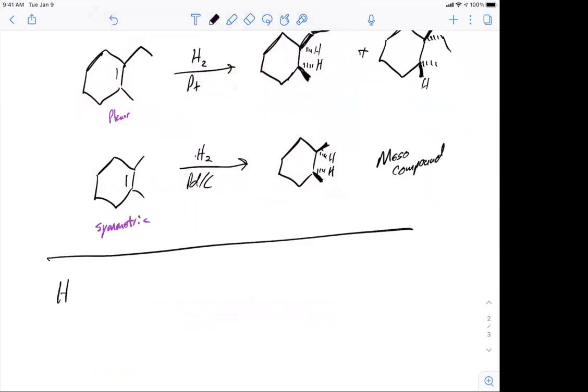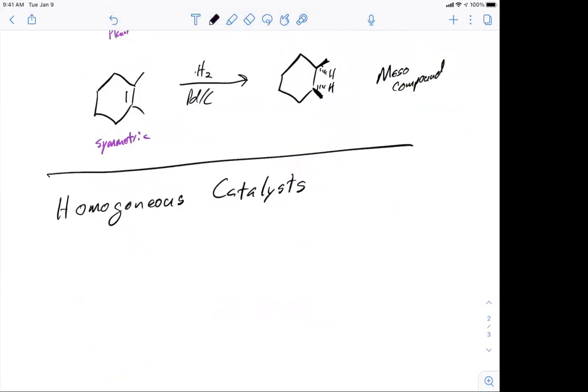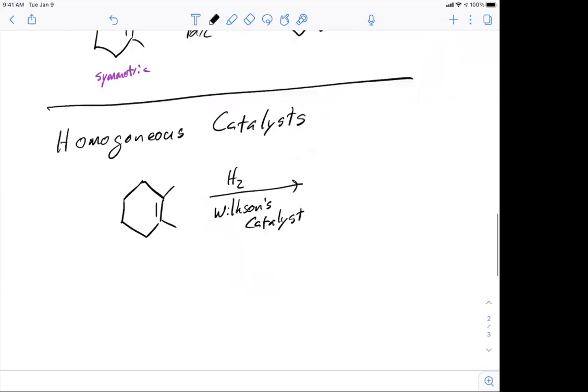Okay, the book also looks at homogeneous catalysts and asymmetric catalysts. I'm just going to introduce the homogeneous catalyst. We're not going to spend a large amount of time on the asymmetric homogeneous catalyst. Here we still use hydrogen as our main reagent, but then we can add a different catalyst. Here we've got Wilkinson's catalyst.